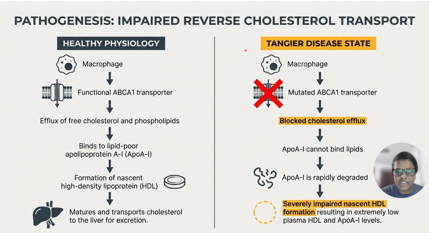What happens in Tangier disease? The ABCA1 transporter gets mutated. So the cholesterol efflux is blocked. ApoA1 cannot bind the lipids. ApoA1 gets degraded. And as a result, there is severely impaired nascent HDL formation. As a result, our HDL levels become low and our ApoA1 levels are also low.